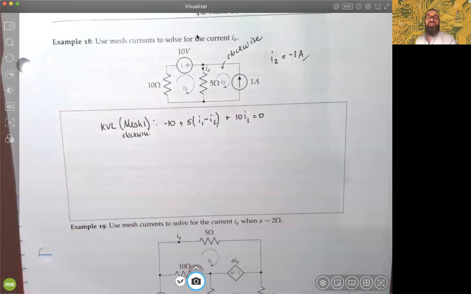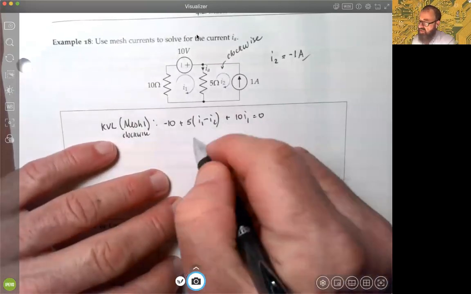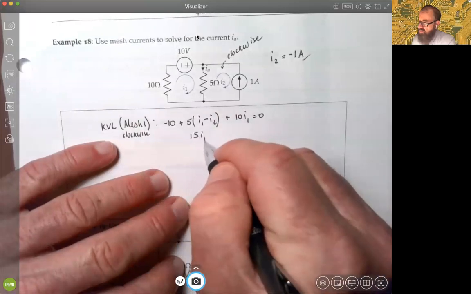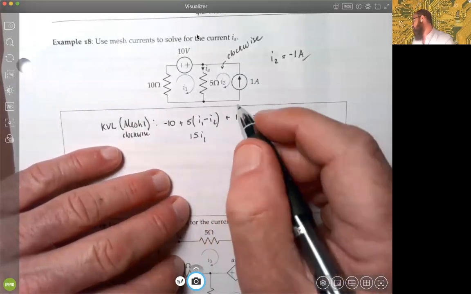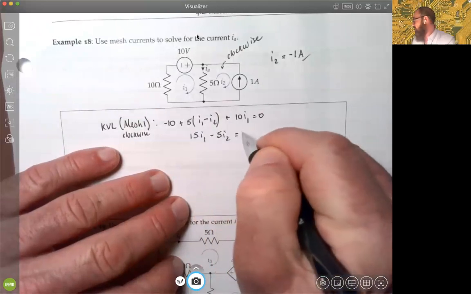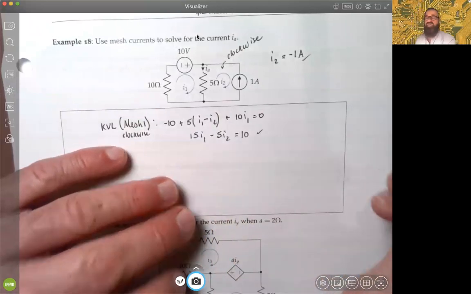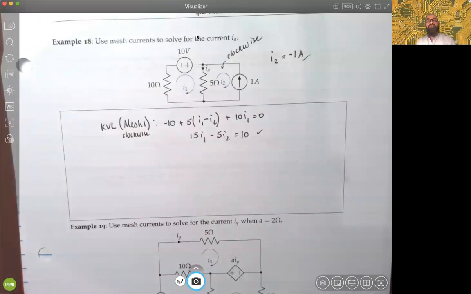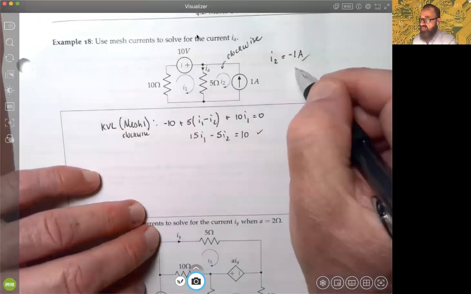Again, collect some terms. You can pull the 10 over to the other side. You're going to end up with 15 times I1 and just minus 5 I2, and that will equal 10. Okay, very nice equation. But we already know this information there.